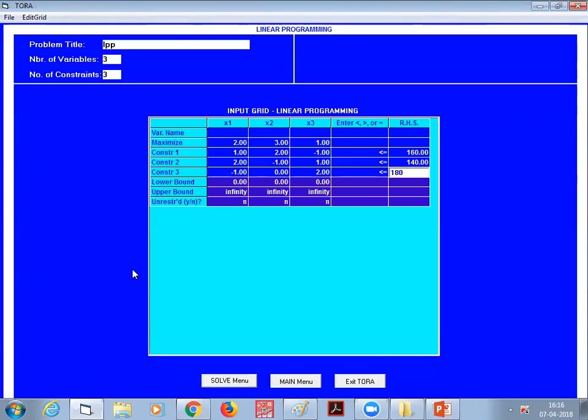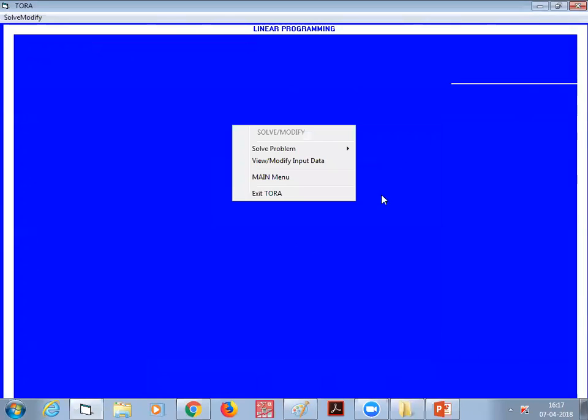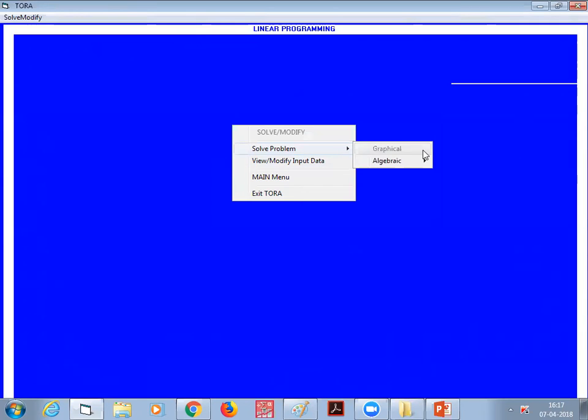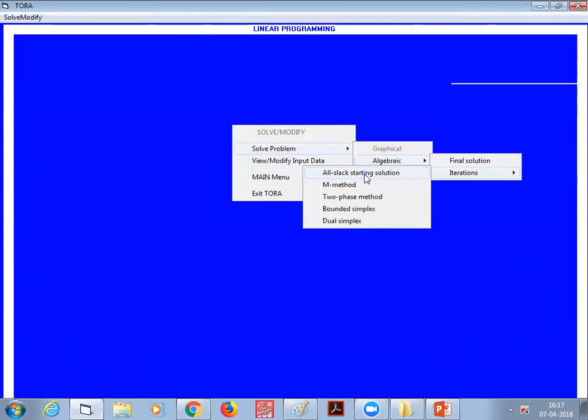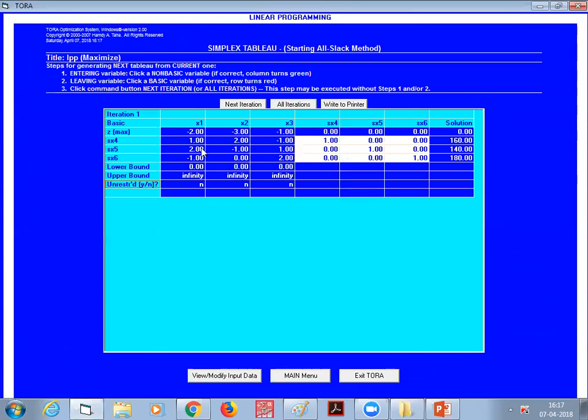Oh, so the button is here. Okay, so let's solve it. Okay, no need to save the data. And of course, we can solve it graphically. Now, let me show you the way they do it. They're going to use iterations, and these are all slack variables. So all of them are slack. Okay, so let's see how they do it. Same things here. 1, 2, minus 1. This is the identity matrix.